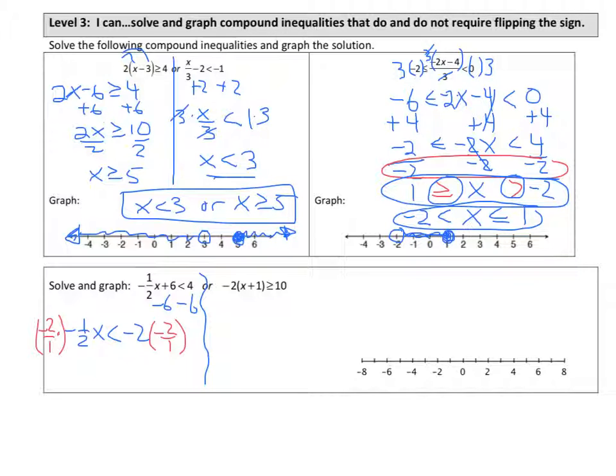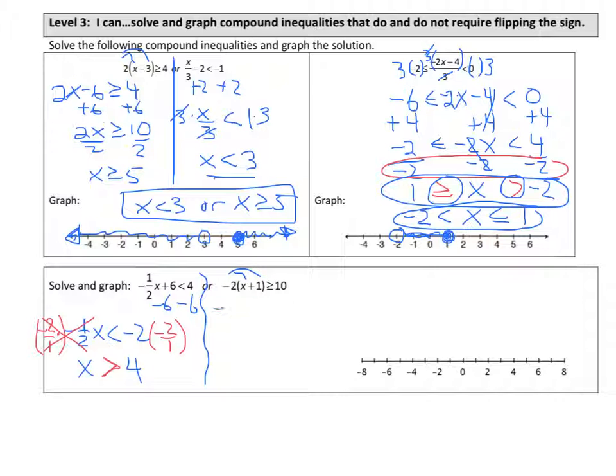That's the same as just negative 2. The negative times negative cancels, and we get positive 1x on this side, just x. And we have to flip the sign because we just multiplied both sides by a negative number. So again, if you multiply or divide both sides of the inequality by a negative, you flip the sign. It was a less than, now it's going to be a greater than. And then on the right side, negative 2 times negative 2 is positive 4. So we get x is greater than 4. And then we do the next inequality.